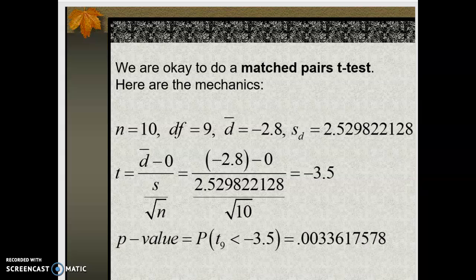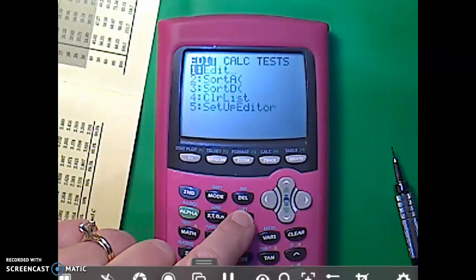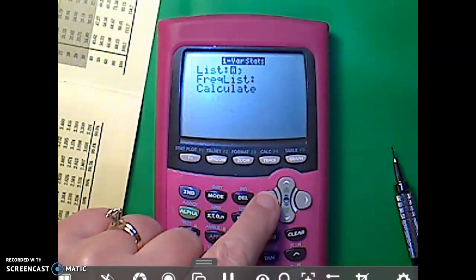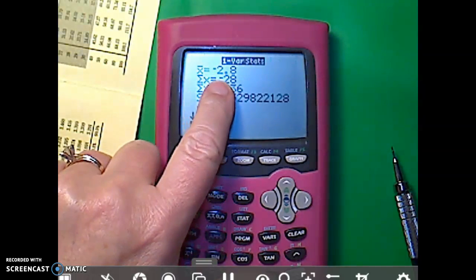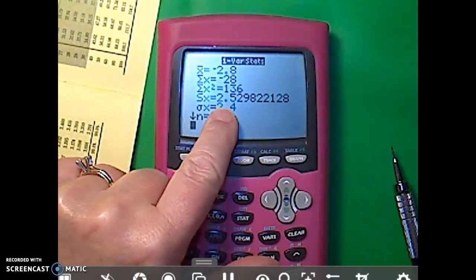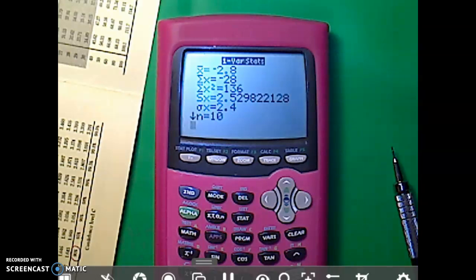Okay, we move on. We're going to do a matched pairs t-test. Basically the same as a one sample t-test, except we're going to use a little bit different notation. Our sample size is 10, degrees of freedom n-1 or 9, and I'm going to need the mean of the differences. This we can use one variable stats on our calculator to get. Stat, calc, one variable stats, and I'm going to put in list 3. No frequency. And we get a mean of -2.8, the standard deviation 2.529. We'll use both of those.